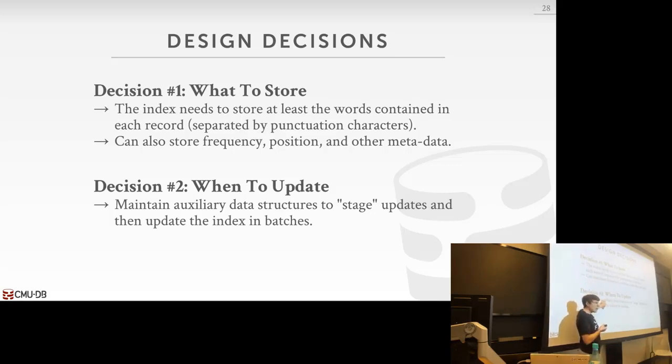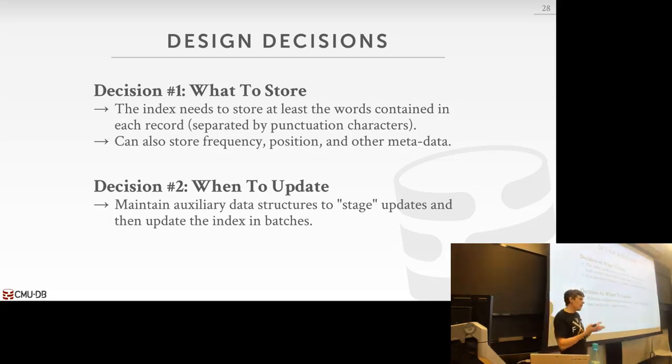The other tricky thing is, when do you update these things? If it's built inside of the system, you could, in theory, on every update, make sure you update your search index or inverted index. If it's external, then you have to run this as a cron job or push updates to it. A lot of times, people will stage updates in batches and then apply them every so often, because potentially updating the inverted index is super expensive.